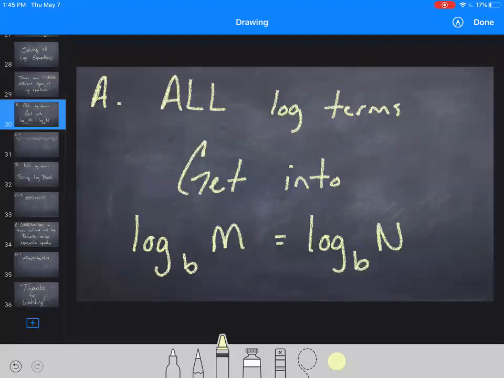The first one we're going to go with is whenever we have all log terms. When each term in our equation has a log term, we're going to condense the left side and condense the right side, so that way we have a log equal to a log. And as long as we have the log and the base on the left side equal to the exact same log with the same exact base on the right side, then we can ignore our logs and our bases and set our arguments equal to each other.